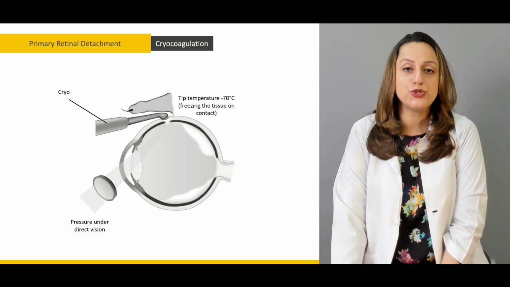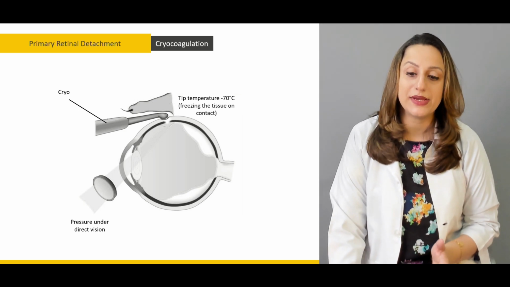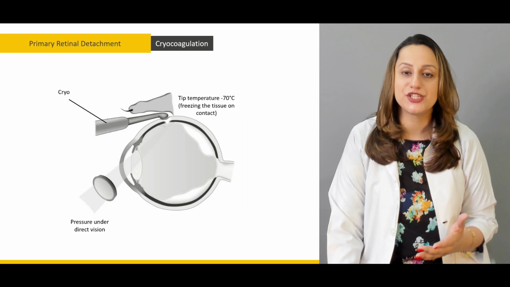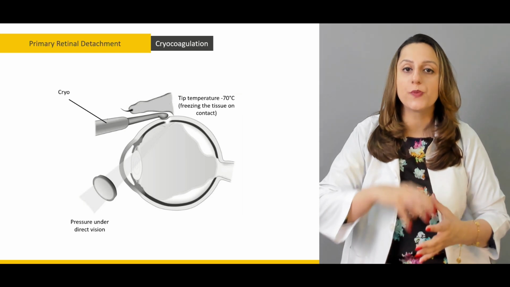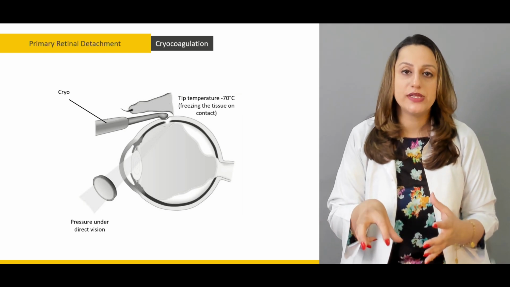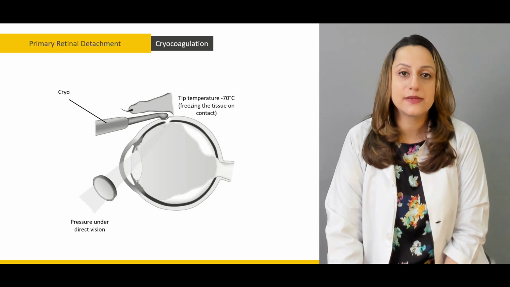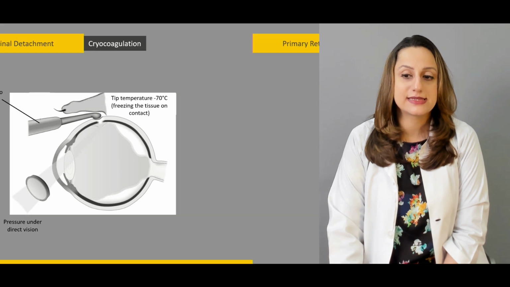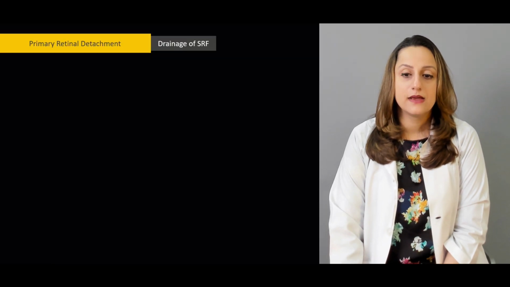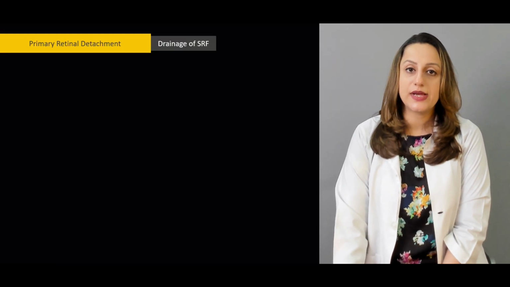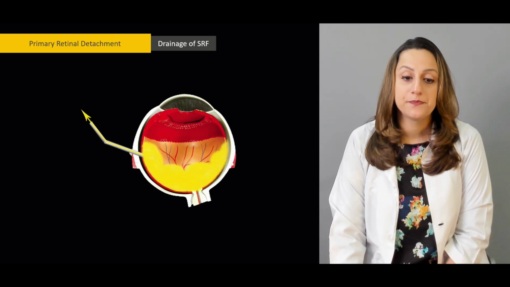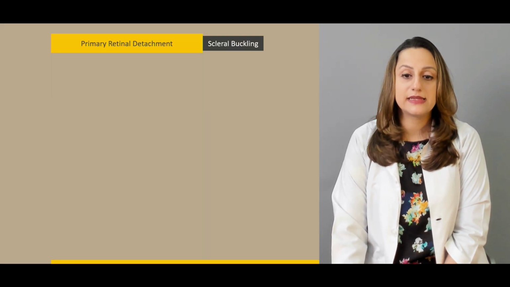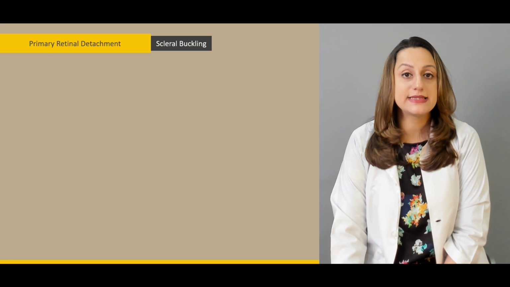The tip temperature is usually minus 70 degrees centigrade, and the freezing of the tissue is done whenever this probe comes in contact with the external layers, that can be the sclera, the choroid or the retina itself in these cases. So the drainage of the serous retinal fluid was the second step. It is done, and then after that we can perform the scleral buckling for these patients as well.